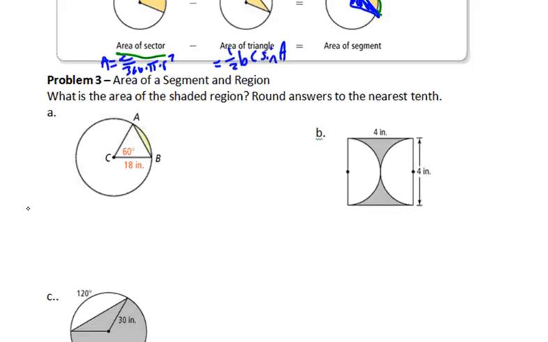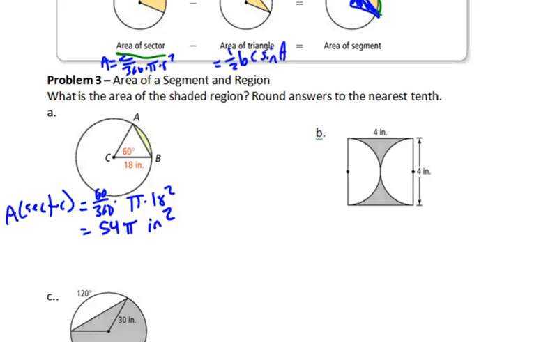So the area of the sector would be, we have a 60-degree angle, so 60 over 360 times pi times radius squared, which would be 18 squared. That would be equal to 1/6 of 18 squared. I'm going to do my calculator, alright, I have 54 pi inches squared. And I'm going to subtract the area of the triangle.